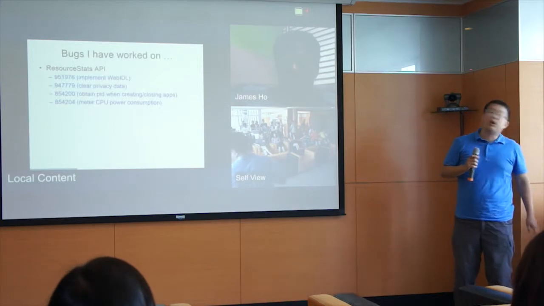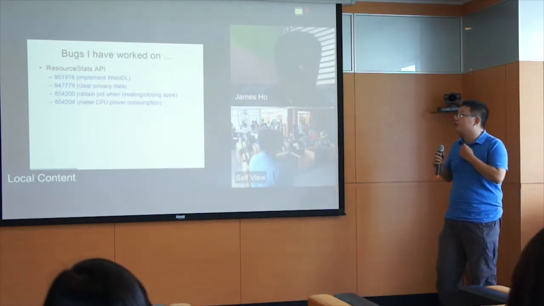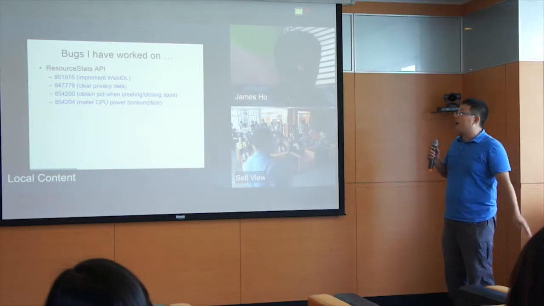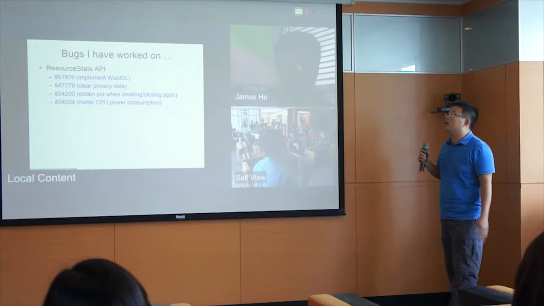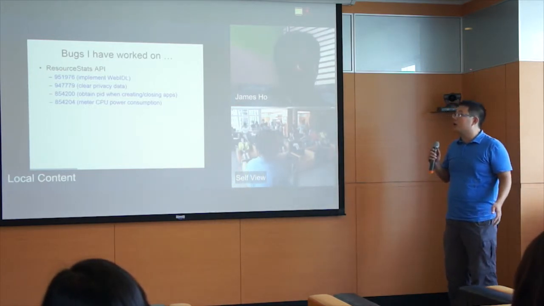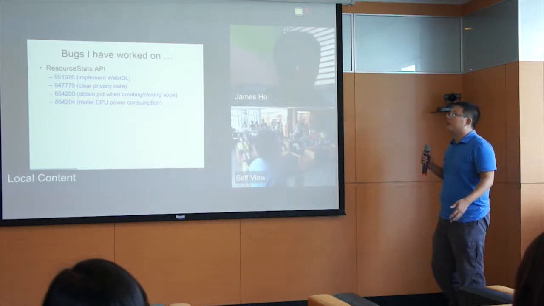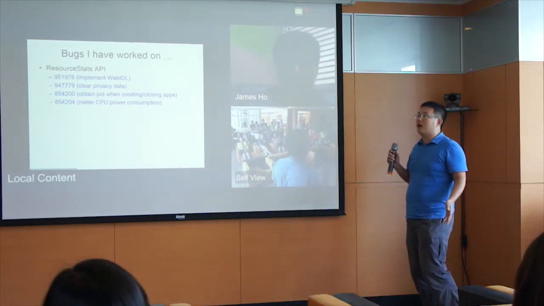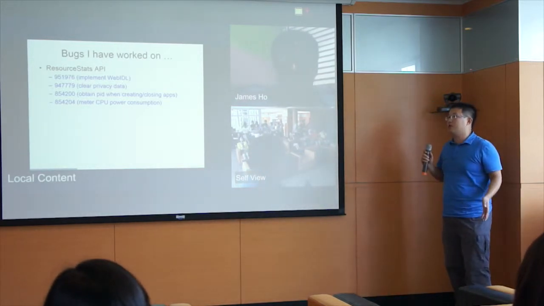And this here shows the bugs I have worked on, which is 4 bugs. The first bug is implement the web ID, and the second bug is going to clear privacy data because of some privacy concern. And the last 2 bugs are focused on developing the power consumption metering.